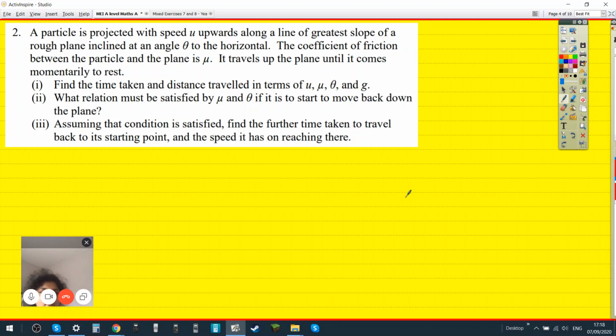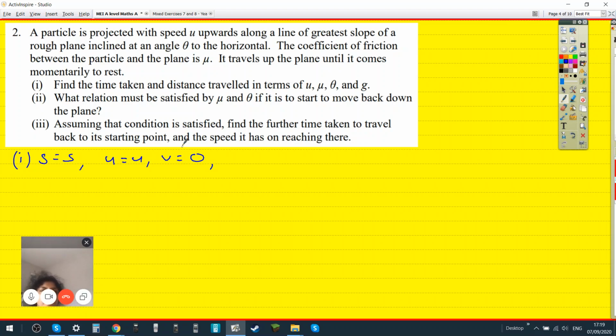I think you would use SUVAT for this, because you have to find time and distance. So we don't know what s is. u is equal to u. v is equal to 0. I don't know what a is or t is.